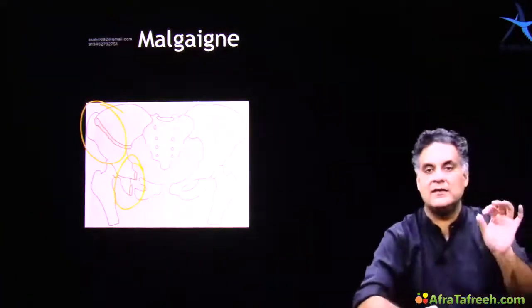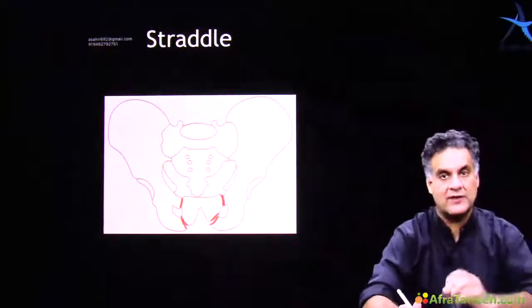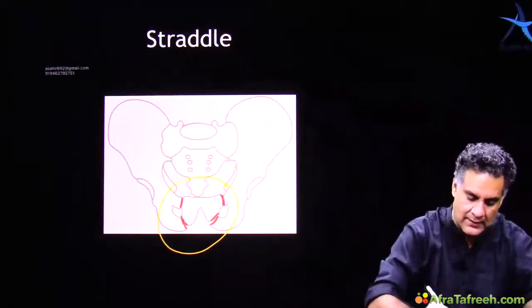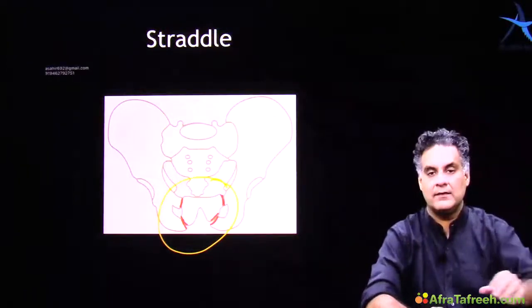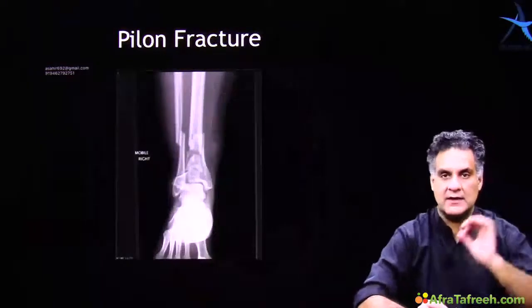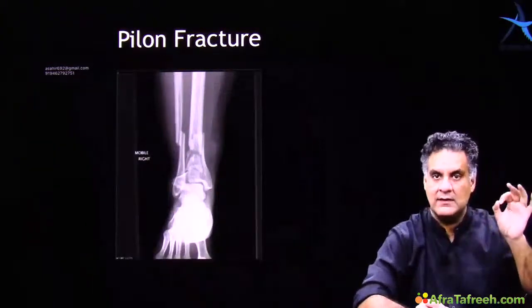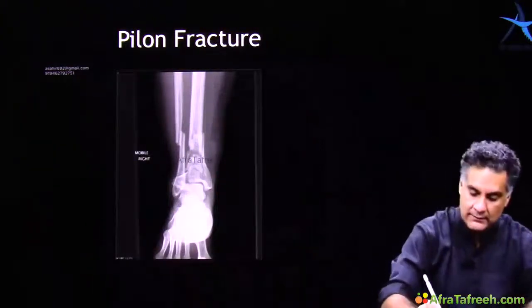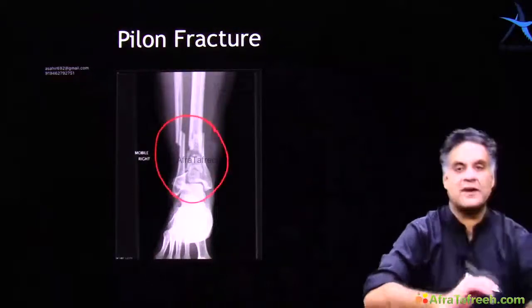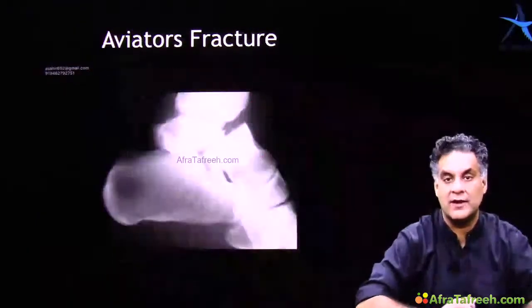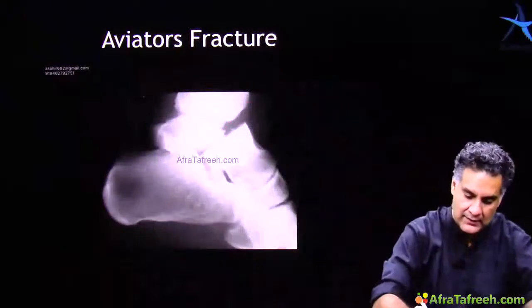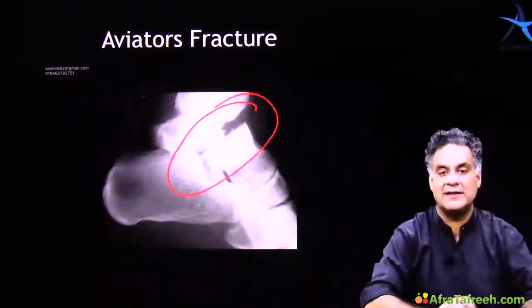So that's the Malgaigne injury, which came as an image in JIPMER. Straddle fracture is a fracture of the superior pubic rami bilaterally. And the pylon fracture, again, came as a question in May 2019. It is an intra-articular fracture of the lower end of the tibia disrupting the joint. Aviator's fracture is a fracture involving the neck of the talus.